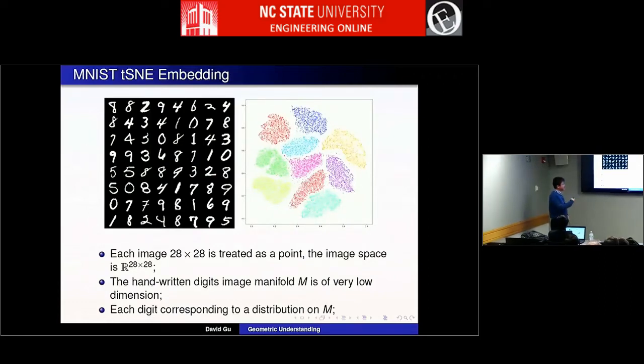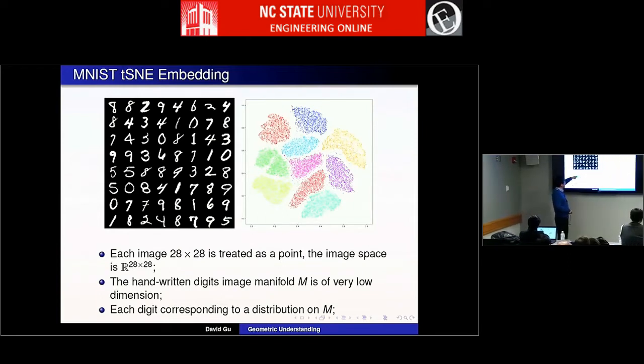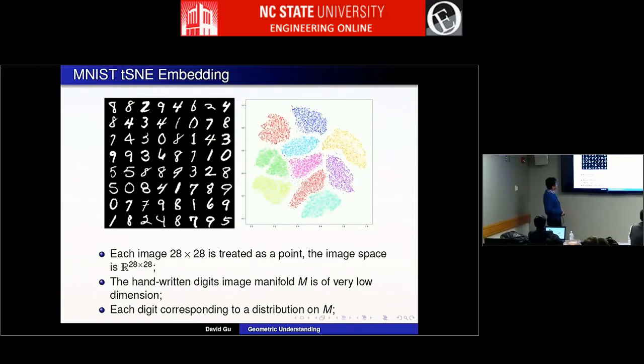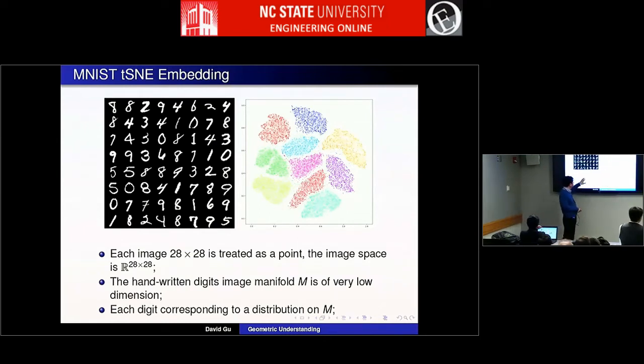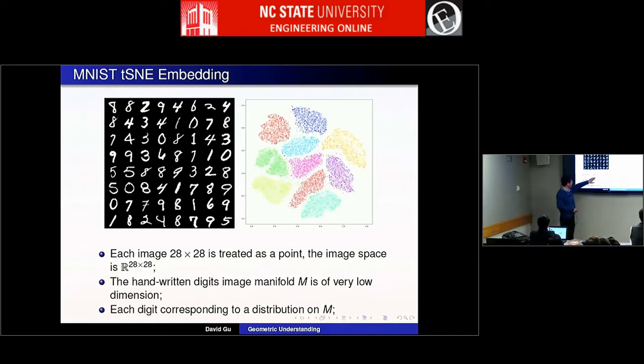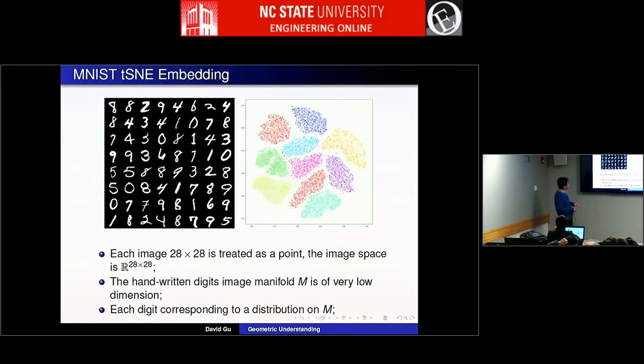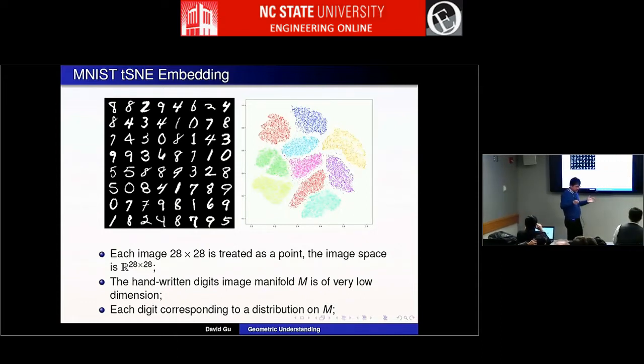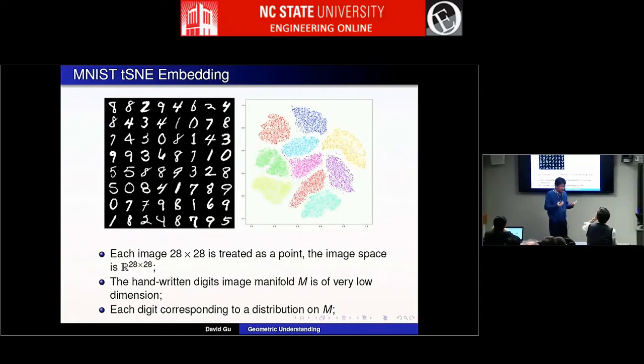Here we show a well-known example, the MNIST data set. Each image is 28 by 28, so if we treat each image as one point, the dimension of the image space is 784, really high dimension. We treat the handwritten digits as a point cloud in this really high-dimensional image space. Those point clouds are very close to a two-dimensional manifold, a very specific surface.